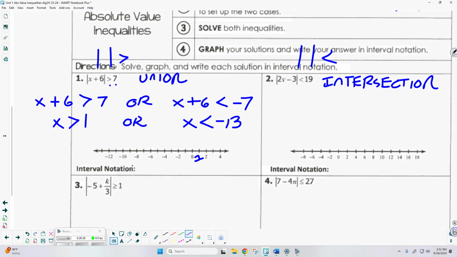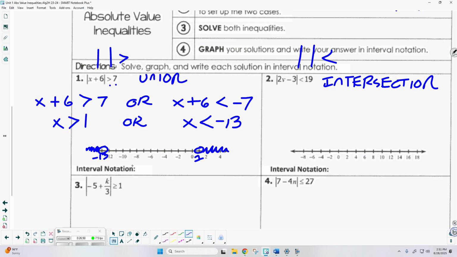Why? It doesn't have equality, and we're greater than, to the right. Okay, now let's find negative 13. So negative 13 will be over here at the far end. It also will have an open circle, and I would shade right there. All I've got left is to write the interval notation.